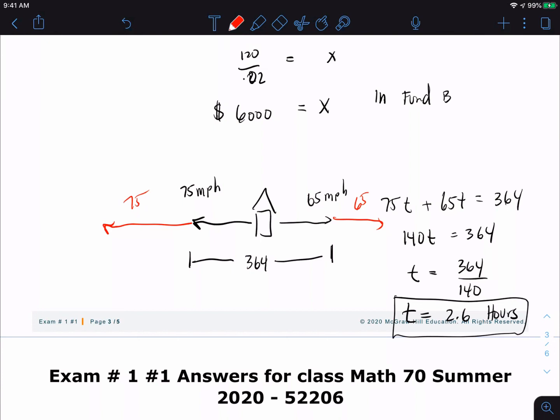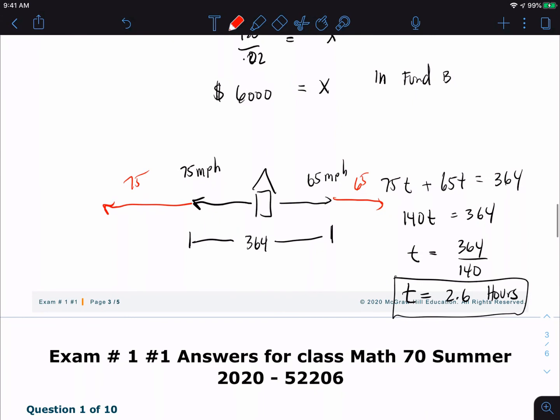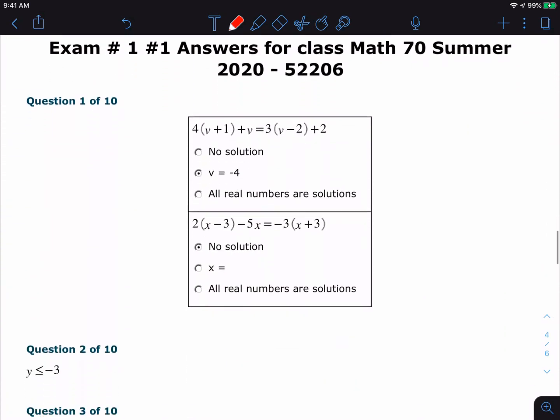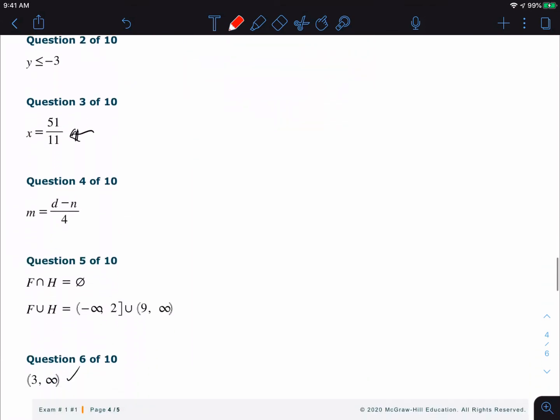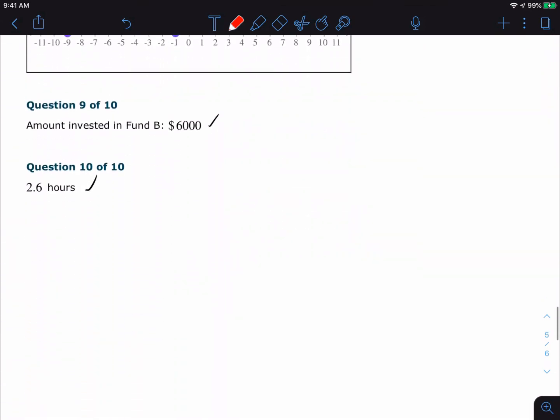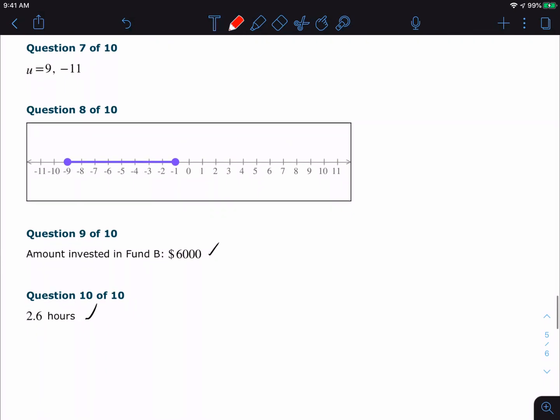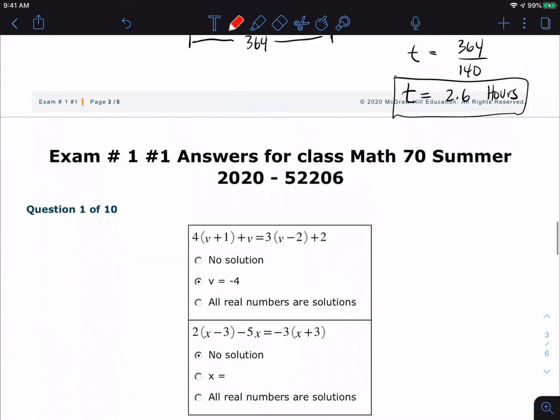And I'll even post up these notes for you guys to look at, and you can see here are the solutions actually. So you can see that I did it right. You know, never trust your professor.